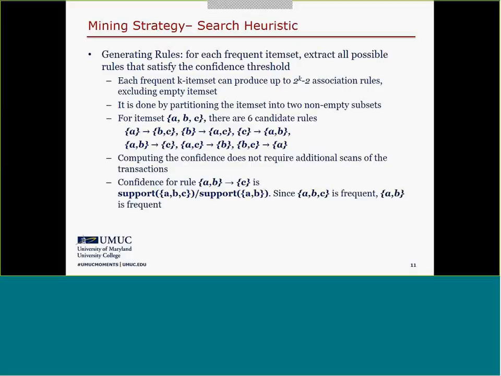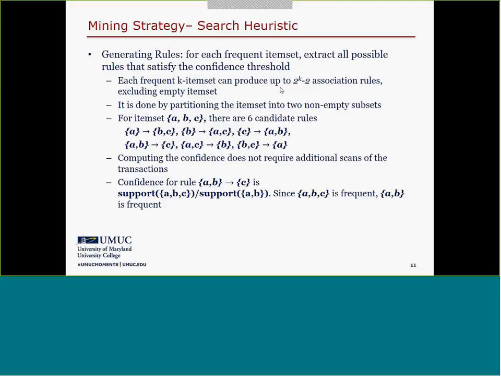Each frequent k-item set can produce 2 to the k minus 2 association rules. The way you do this is you split the item set and try all combinations of that, the 2 to the k minus 2. For instance, to make it easier, if I have ABC as the frequent item set that I discovered during the first phase, then 2 to the k minus 2 would be 6. There are 6 candidate rules.